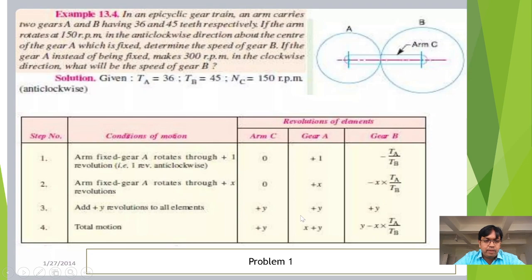You have to add step number 2 with step number 3. 0 plus y is y, x plus y is x plus y, minus x into TA by TB plus y is y minus x into TA by TB. This is how the condition of motion table can be written in the epicyclic gear train combination.